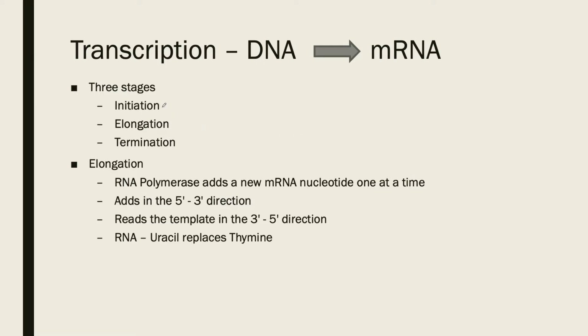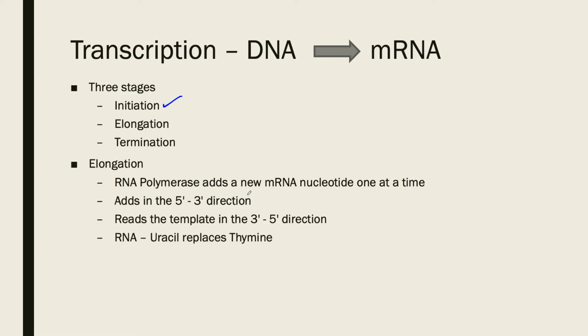Now, so we've covered initiation. Now we move to elongation. And in elongation, this simply means one at a time, the individual correct nucleotide is going to be added to that growing mRNA transcript. And this is, of course, carried out by RNA polymerase.